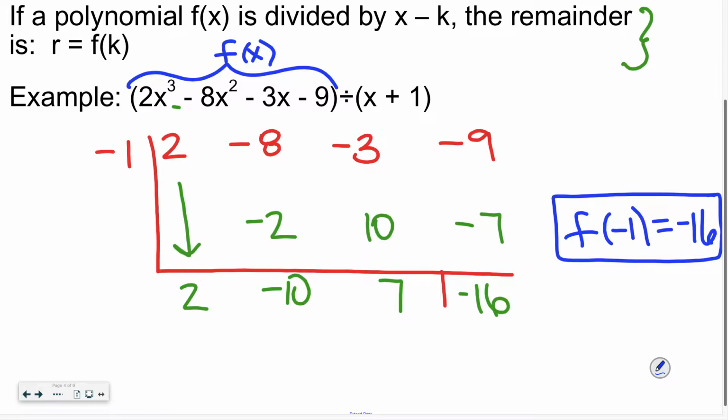F of -1 is -16. So basically, instead of having to plug -1 in without a calculator, we could do this synthetic division and know what our function value is. Do I expect you to do that every time? No, but it's a neat thing that we can do. We have an option. If you don't have your calculator and you don't want to plug and chug, synthetic division goes pretty smooth.